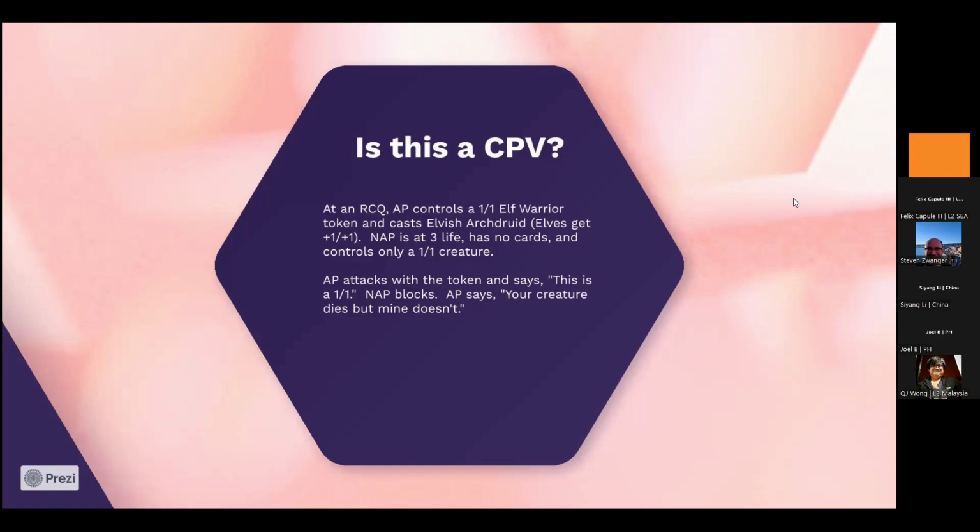The non-active player also has a 1/1, so they block, thinking, maybe they'll trade. The active player says, your creature dies, but mine doesn't, because my creature gets +1/+1 from Elvish Archdruid. Is this a CPV?